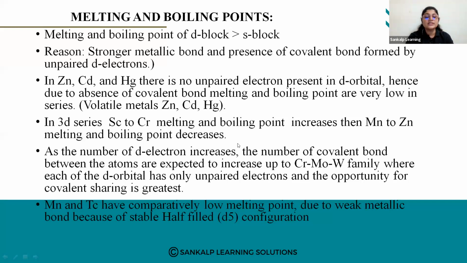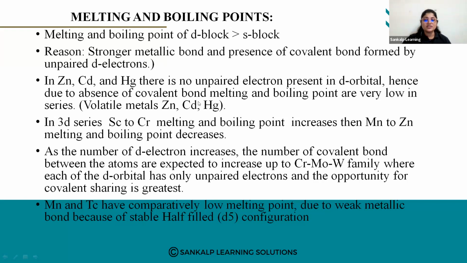Okay, so next, in 3D series, scandium to chromium melting and boiling point increases, and then manganese to zinc melting and boiling point decreases. So from scandium to chromium, when you see the series, what will happen to melting and boiling point? It increases, and then from manganese to zinc, the melting and boiling point decreases. As the number of D electrons increases, the number of covalent bonds between the atoms is expected to increase up to chromium, to the MO2W family, where each of the d orbitals has only unpaired electrons and the opportunity for covalent sharing is greatest. So these are certain melting and boiling points.